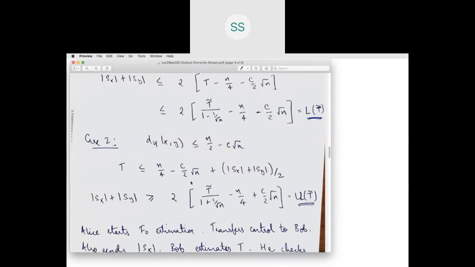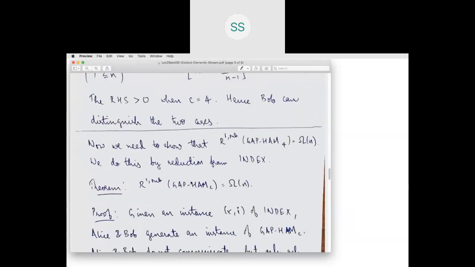We are going to see that the randomized complexity of the gap Hamming problem, where c is equal to 4, is linear, and we are going to show it with public randomness. Because if we show this for public randomness, then obviously this holds true for private randomness also.